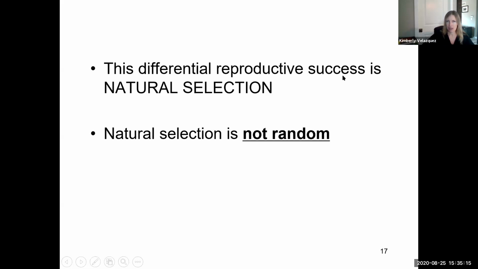Differential reproductive success. That's an important term in natural selection, because what this means is not everyone is having the same level of reproductive success. Natural selection assumes that those with the beneficial traits are going to survive and reproduce more. It's also important to note that natural selection is not random. So what caused those different alleles to arise might be random through mutation, but natural selection is moving in one direction or the other. It's saying this allele is more beneficial and this one isn't. So it's not random.